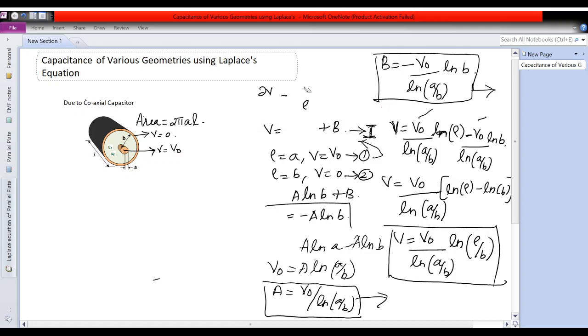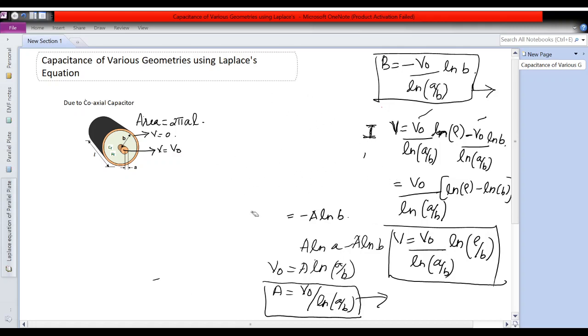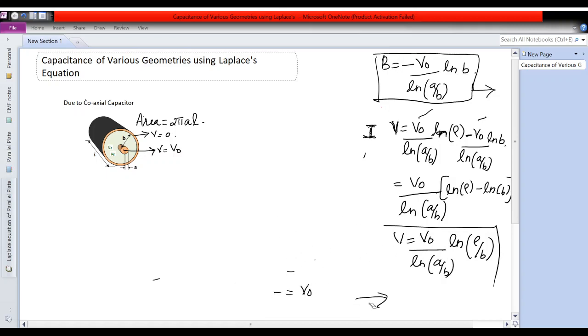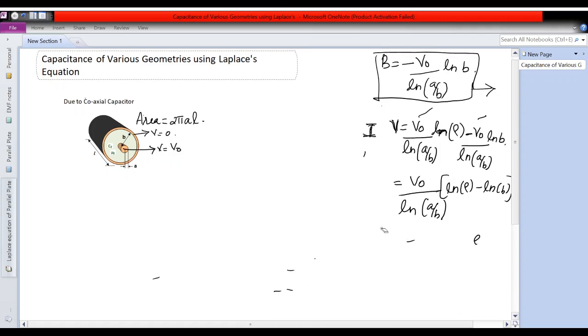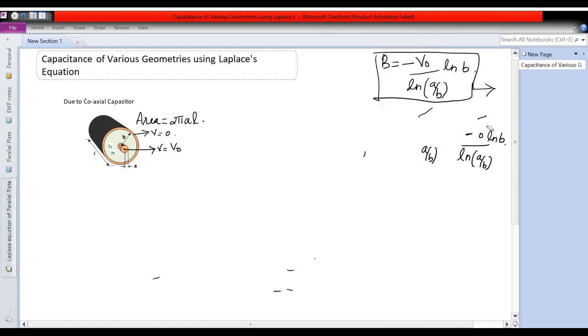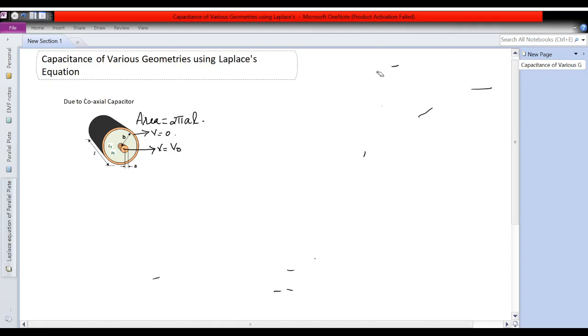Now I'm going to calculate capacitance in 3 steps. I will first calculate the electric field intensity, then calculate electric flux density, then I will go for Gauss law. So shall we start? What is electric field intensity? How is electric field intensity related?